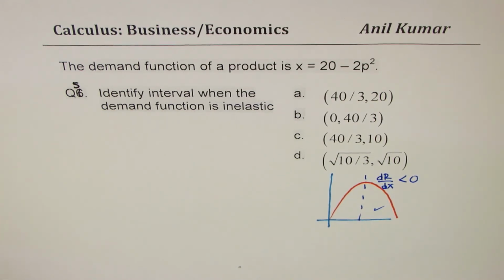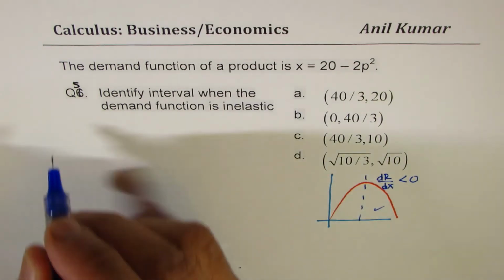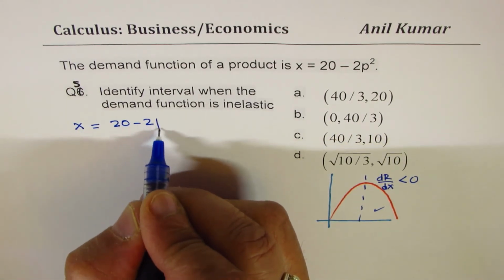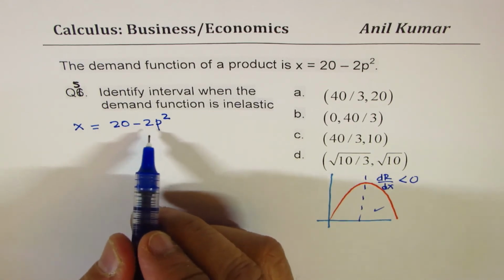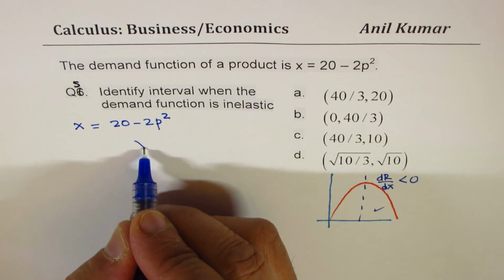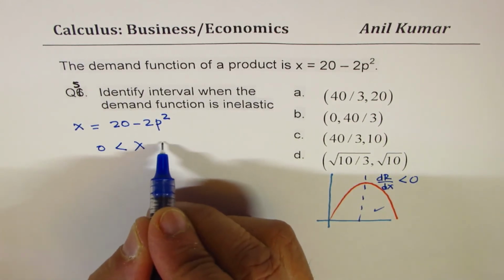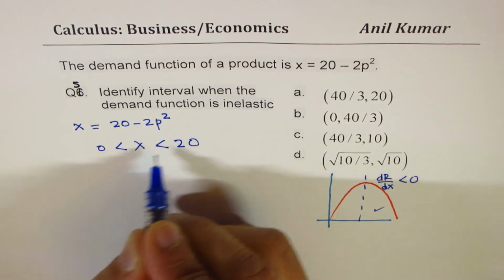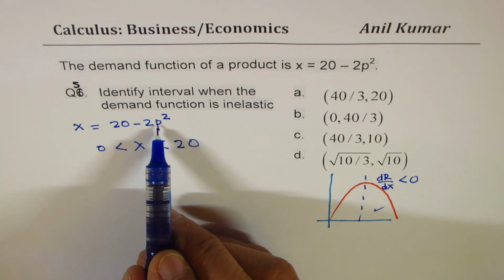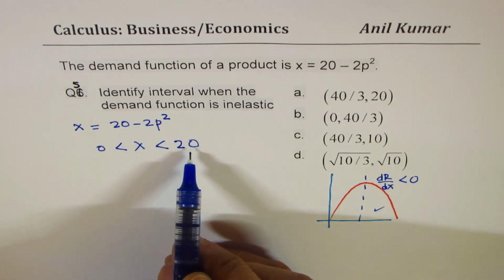So in the previous example, we found that 40 over 3 was the maximum value, correct? Now here we have the expression x is equal to 20 minus 2p square. Now for p equals to 0, maximum value of x is 20. So that means x is actually greater than 0 and is less than 20, right? So it is in between 0 and 20. Perfect. You're not going to sell an item for 0 cost, and therefore we are not including that value.